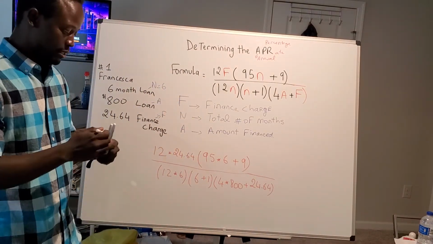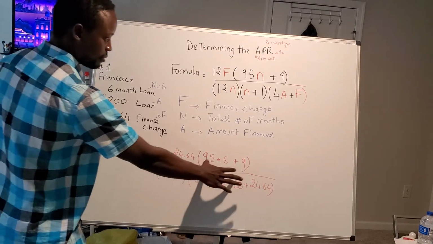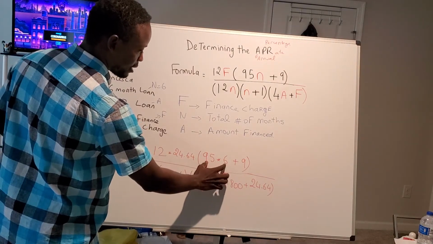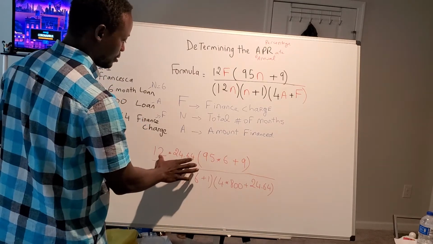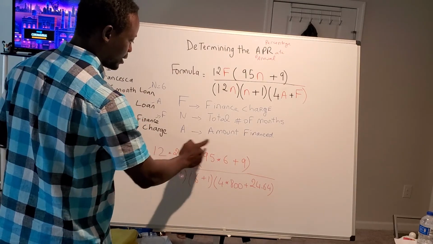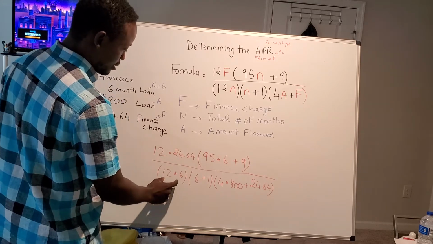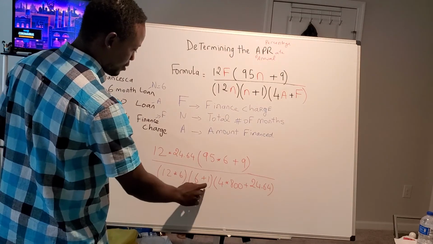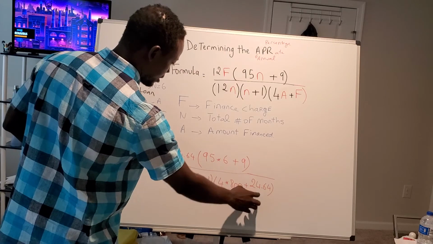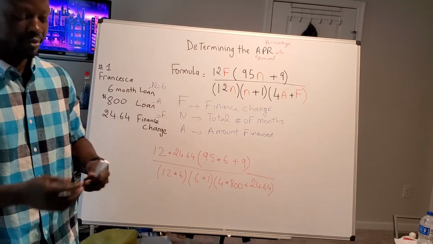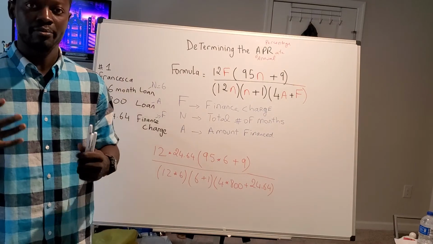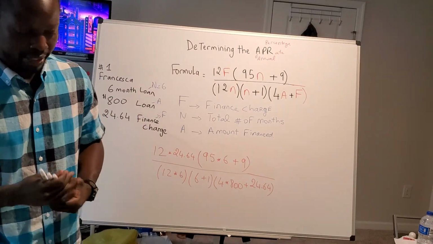Now, if you use the calculator, you do this first. You multiply 95 times 6 first, and then plus 9, and then you multiply this and this, and then you add this, you multiply this, you add that, and you multiply everything, and then you divide both. Again, you can look at the previous video, just to save bandwidth time, so I can upload it easily.